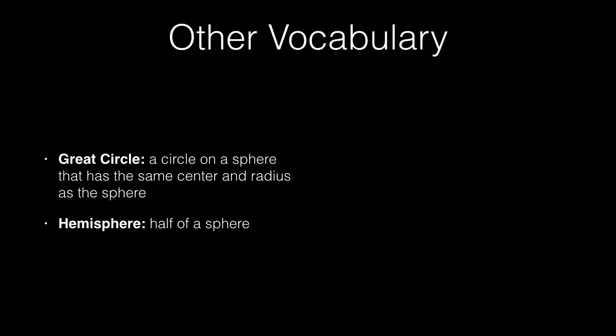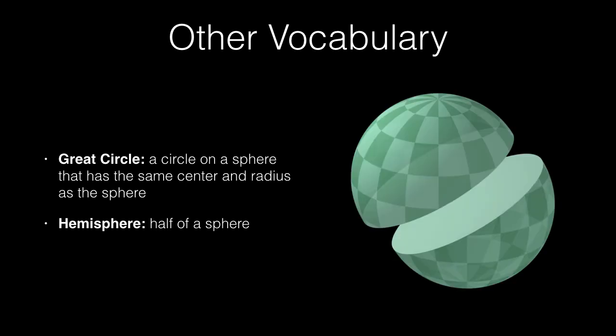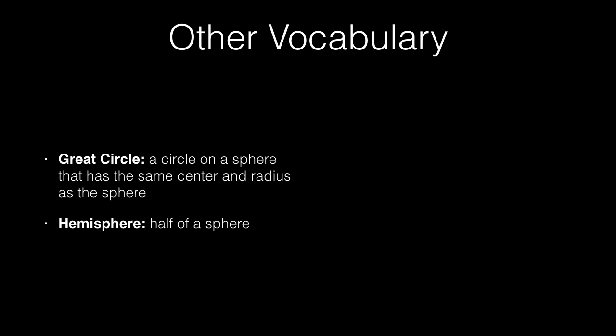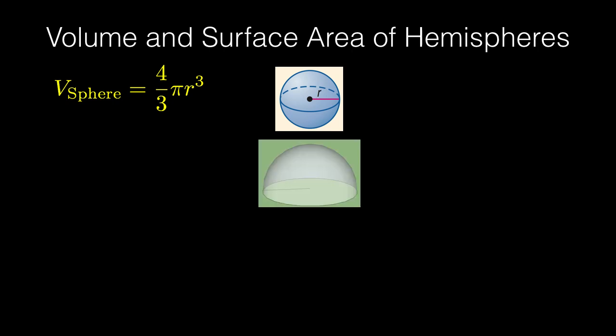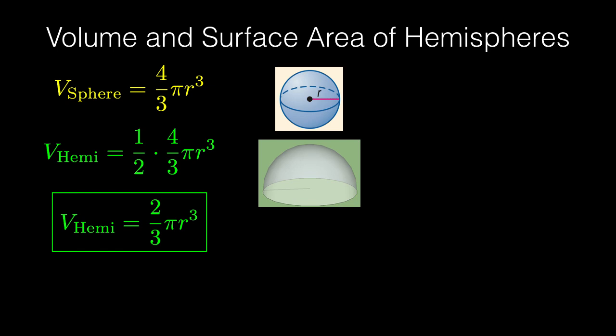One more piece of vocabulary. A hemisphere is half of a sphere. So then volume and surface area. If we have a sphere, we know that the volume of the sphere is 4/3 pi r cubed. So the volume of a hemisphere is half as big. Now half of 4/3 is 2/3 pi r cubed.